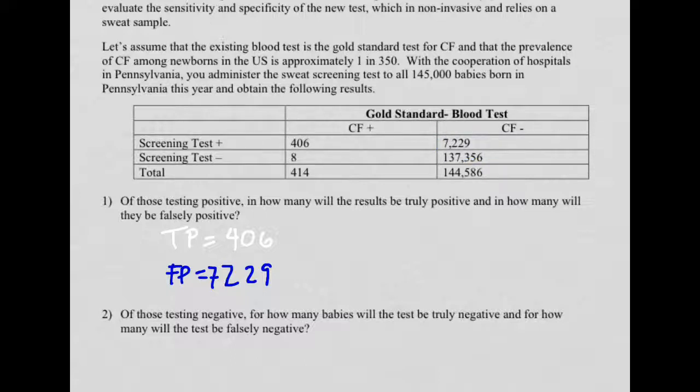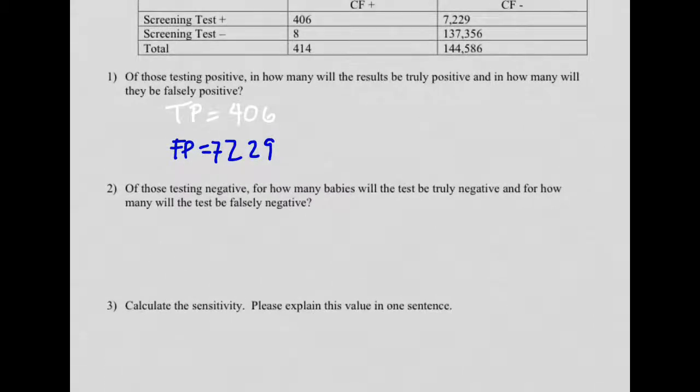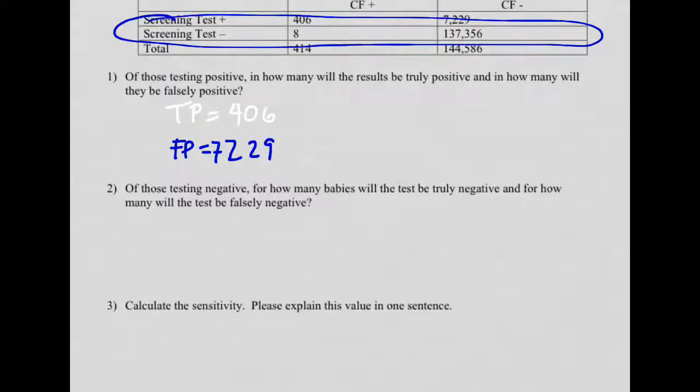Okay. And then we want to know, among those testing negative, for how many babies will the test be truly negative, and for how many will be falsely negative? Again, this is simple. We're just going to look at our negative row. And so we know our true negatives are 137,356. Those are ones who tested negative and who actually are negative. Our false negatives is 8. So those are who actually are CF positive, but who screened negative.